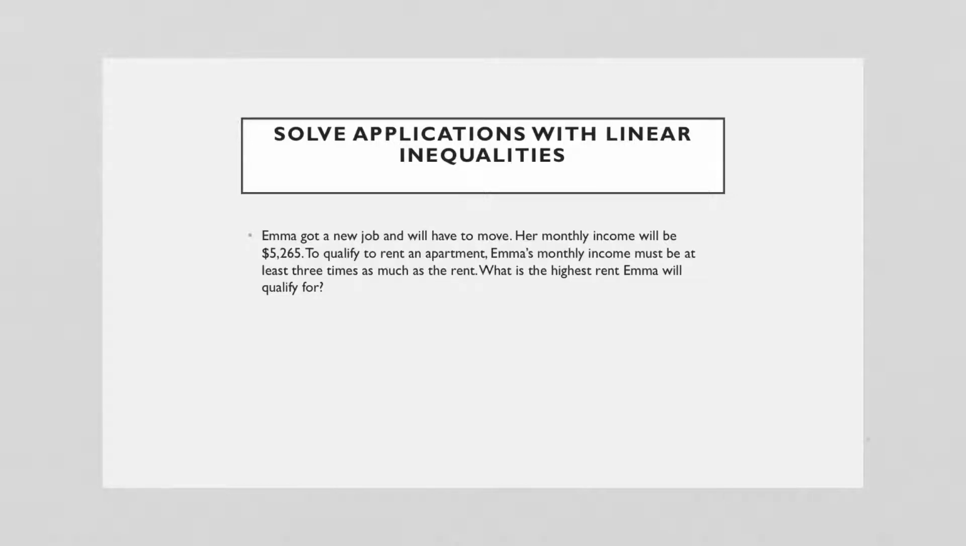Okay, so there's a few key items in here. So this is her income, $5,265, and it says here that her monthly income must be at least 3 times as much as the rent. So we are looking for the highest rent that Emma will qualify for. So I'm going to let X equal the amount of rent.